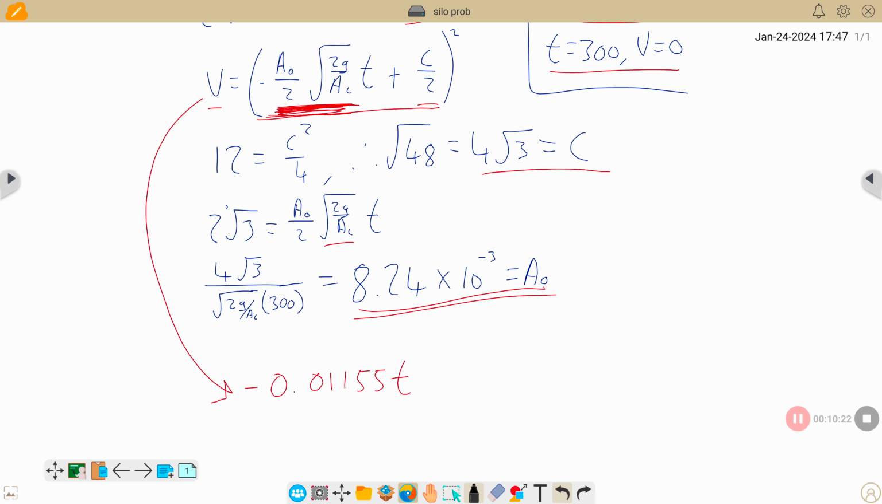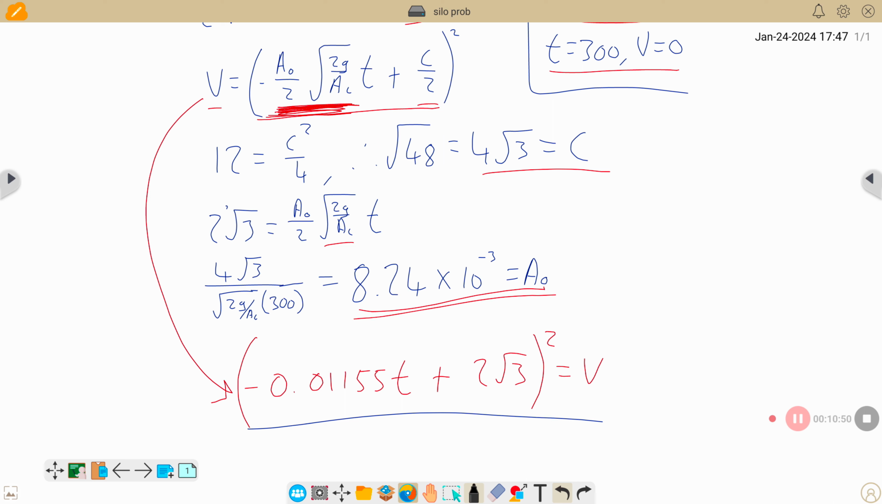Let's reintroduce this t here. And then c over 2, well, if c is 4 root 3, then c over 2 is just 2 root 3. And if I square this, then this is all equal to v. I've magically changed colors here, which wasn't my intention. So this is my final equation, right? This is my final equation here.